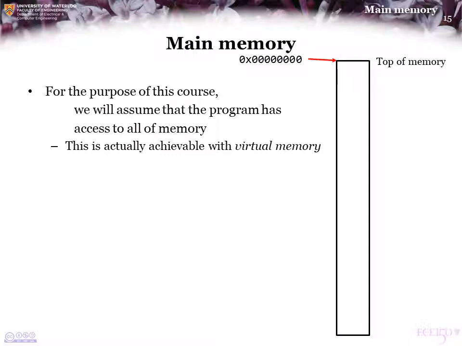So in this case, the top of memory will be address 0, and the bottom of memory will be the address with all ones, which will be represented as an address of all Fs. On a 32-bit system, that would be 8 Fs. On a 64-bit system, that would be 16 Fs.